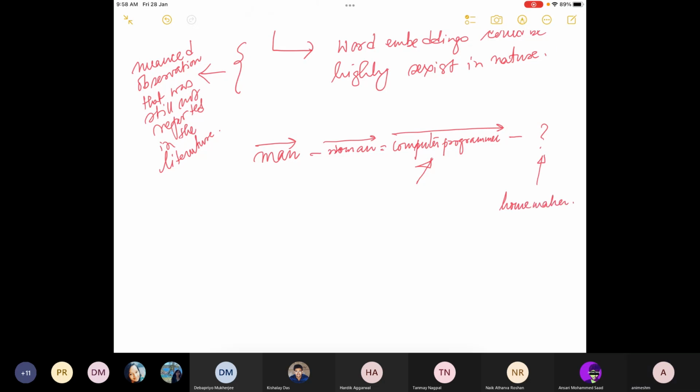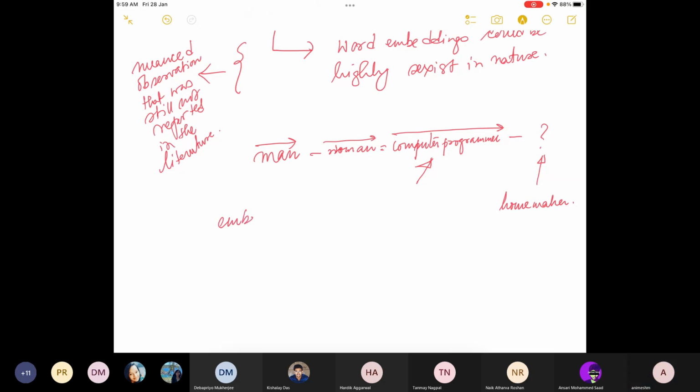But to the surprise of the authors, the result that came out was homemaker. And now you think that all these types of computations also take place in the downstream NLP applications. And therefore, a lot of biases could creep into the decisions that those NLP models are taking based on this kind of computations.